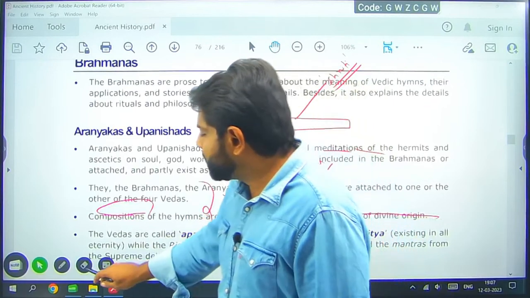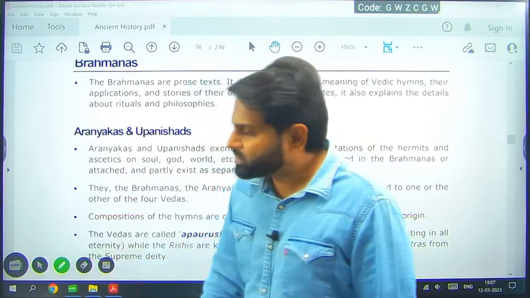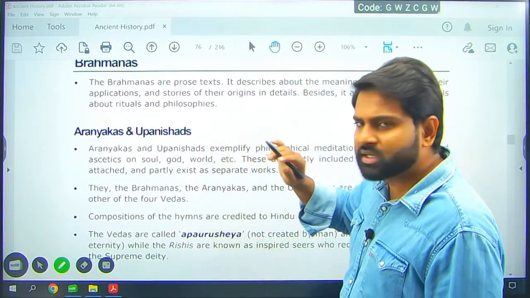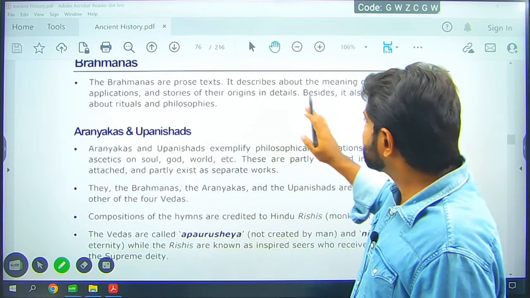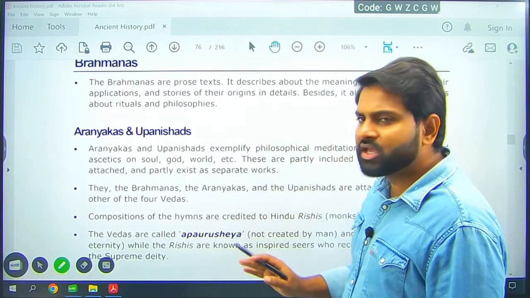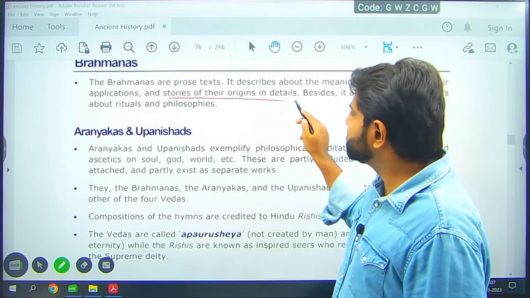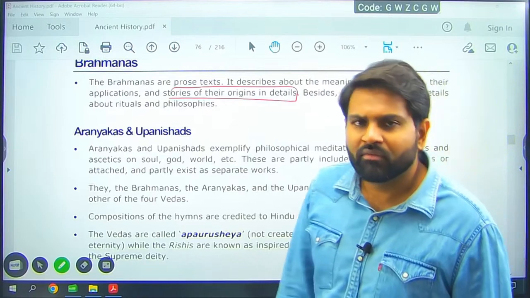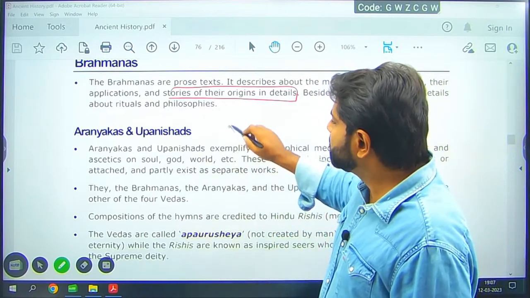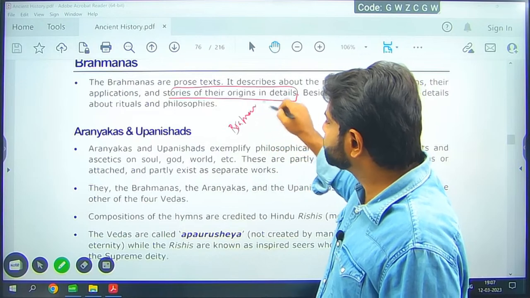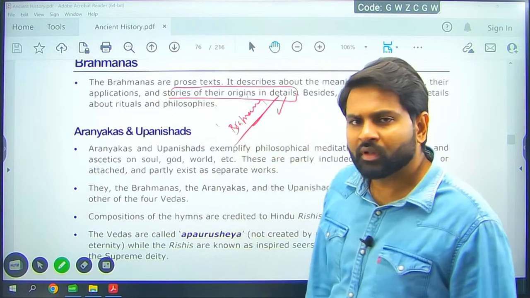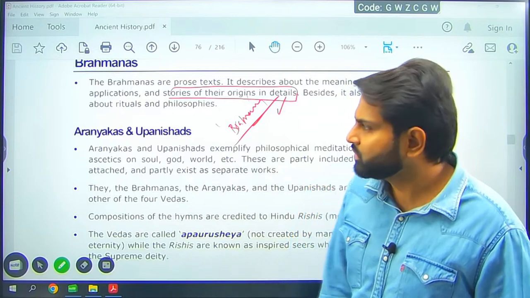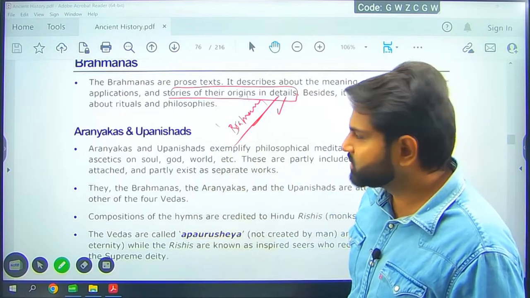Then you come to Brahmanas, another set of literature that was available. Brahmanas are prose texts, unlike poetic ones. They describe the meaning of Vedic hymns, their applications, and stories of their origins and details. Besides this, they also detail rituals and philosophies. Brahmana talks about Brahman, the philosophy. We trace to the roots and origins of these particular documents, the Vedas.